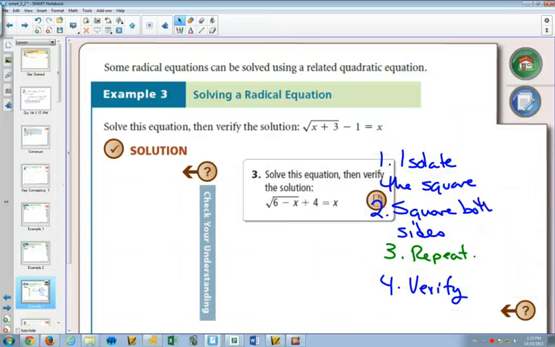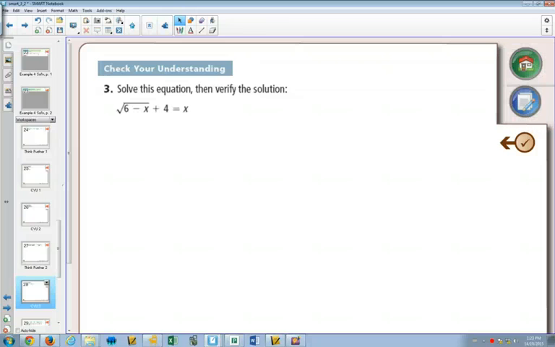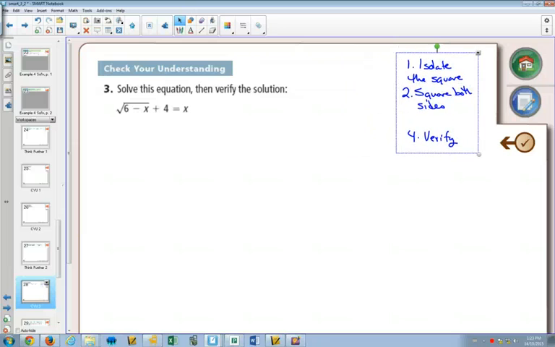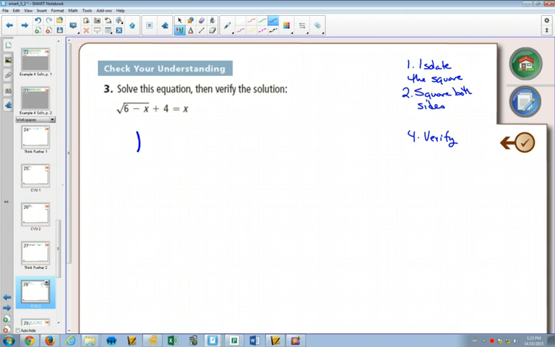So let's do this one off to the side. We have our instructions still here, except for the repeat part didn't come in, but we don't need to repeat in this case. This is 187. So now we have a square root. Is it isolated all by itself on one side? No. It has an additional plus 4 here. So step 1, you'd subtract 4 on both sides.